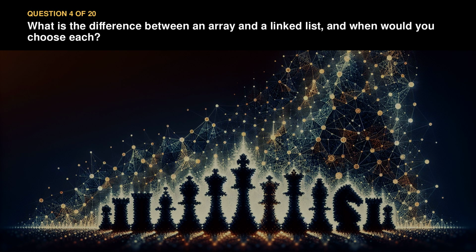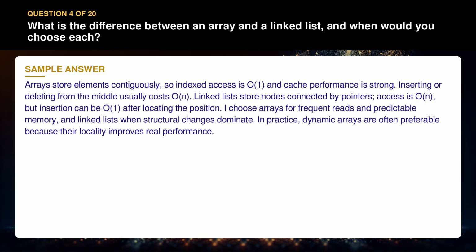Question 4. What is the difference between an array and a linked list, and when would you choose each? Arrays store elements contiguously, so indexed access is O(1), and cache performance is strong. Inserting or deleting from the middle usually costs O(n). Linked lists store nodes connected by pointers. Access is O(n), but insertion can be O(1) after locating the position. I choose arrays for frequent reads and predictable memory, and linked lists when structural changes dominate.